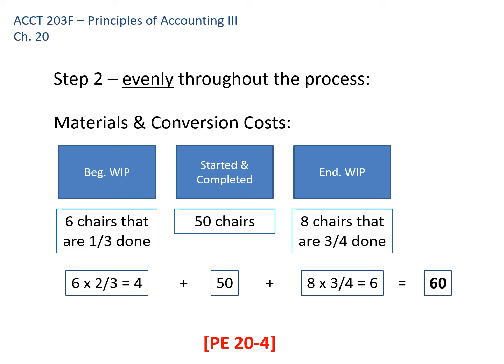So that's if the materials and the conversion costs go in at the same rate. We would use 60 equivalent units of production for both materials and for conversion cost. Now, in the rest of our examples, conversion cost will stay at this model. That won't change. So what we'll be looking at next are just changes to the material portion.